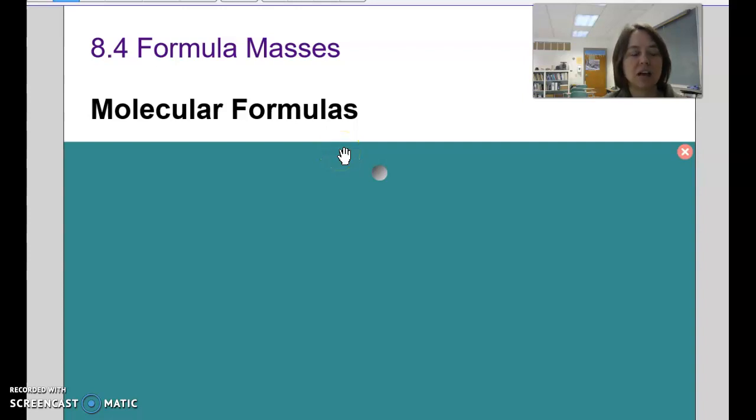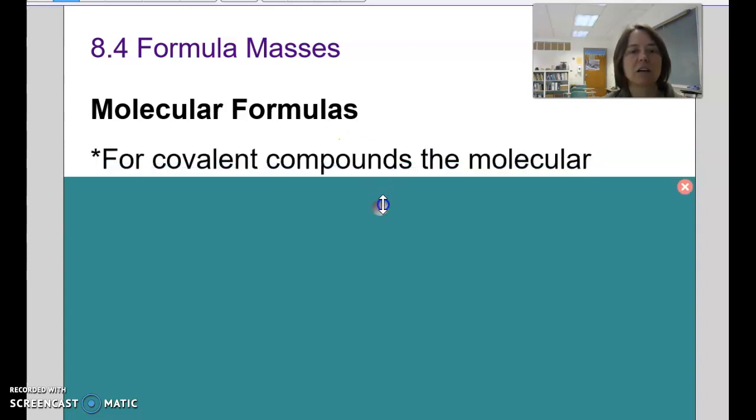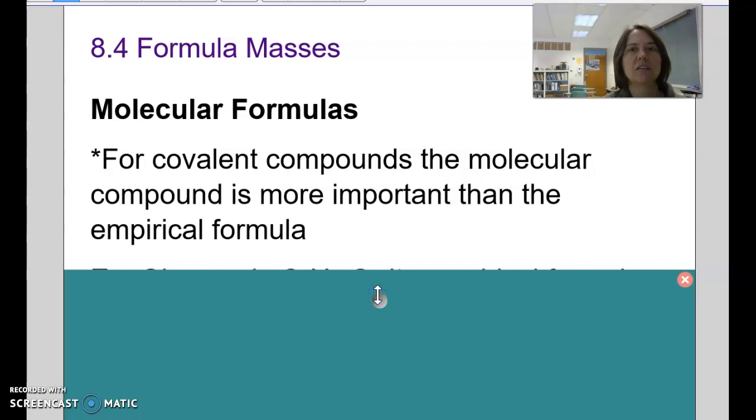So we spent a long time on empirical formulas, but you also need to know about molecular formulas. And good thing this is the last hard thing of the chapter. So for covalent compounds, the molecular formula is more important than the empirical formula. Please write that down.